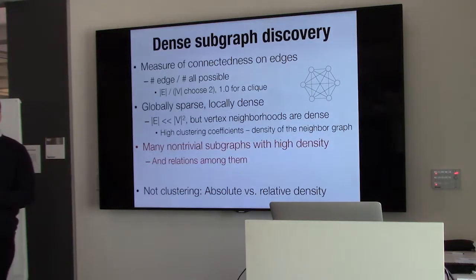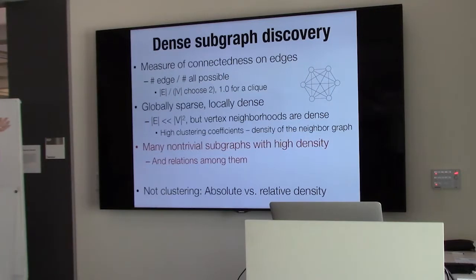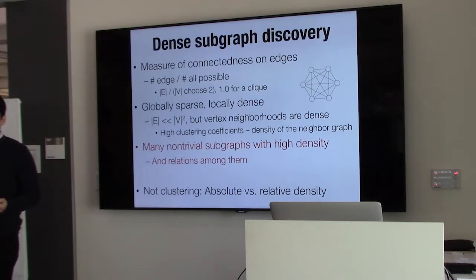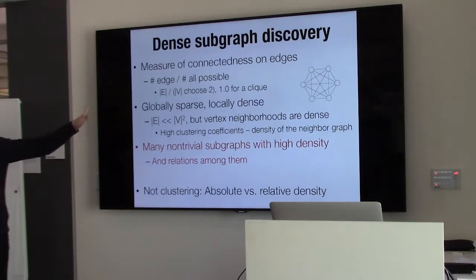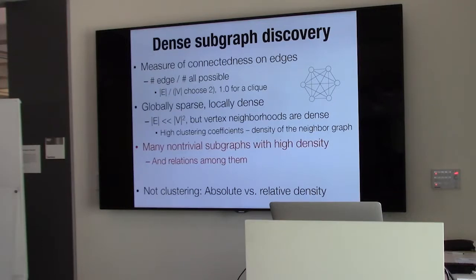So the problem that we're interested in is dense subgraph discovery. I think I don't need to motivate you about graphs, and this must be the last audience for that. We're interested in a measure of connectedness on edges, and for this I have a very simple metric: the edge density, the number of edges over all the possible ones, which is between 0 and 1. It's 1 for a clique, and we are always looking for as large as possible clique-like structures.